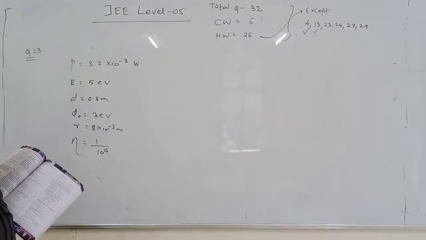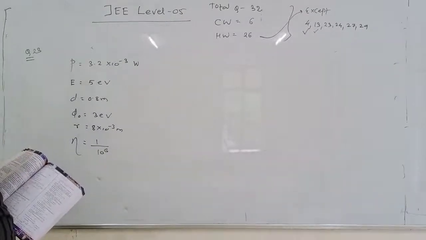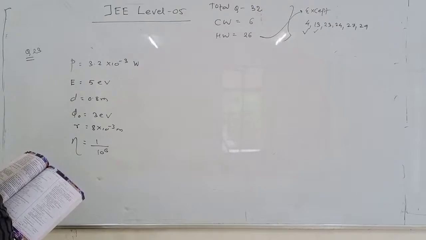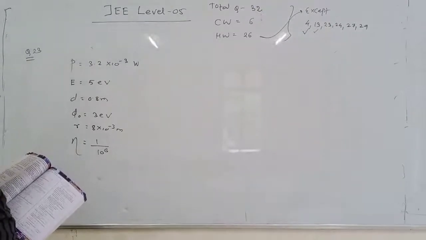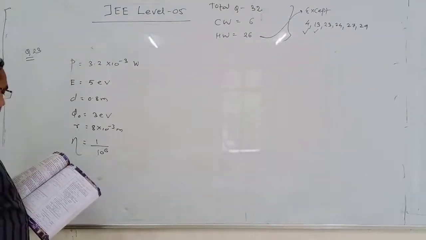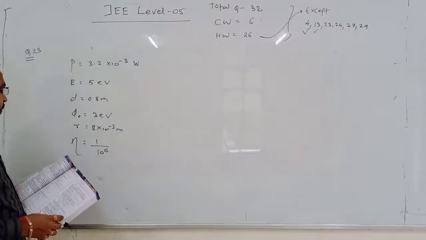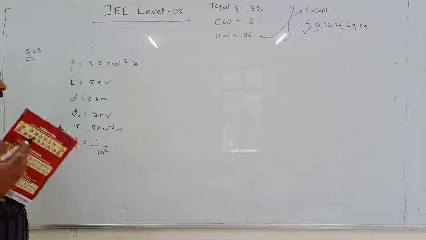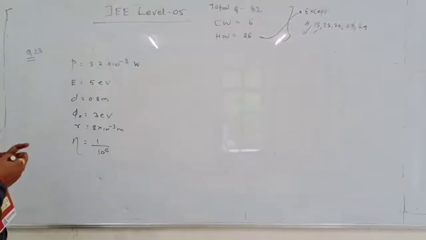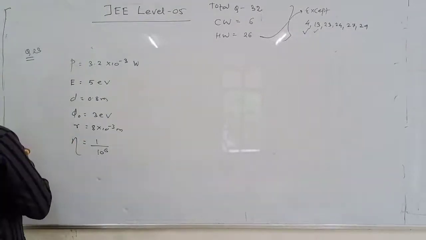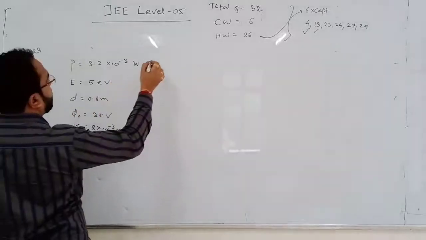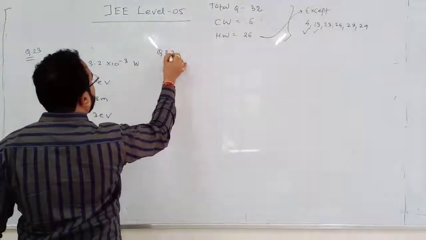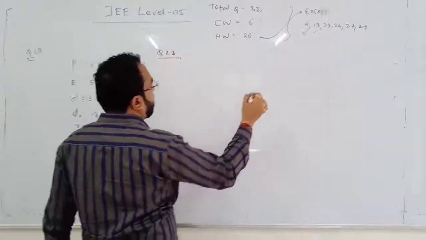Assume that the sphere is initially neutral and the photoelectrons are swept away after emission. Find the number of photons emitted per second. Now here, what is asked? Number of photons emitted per second. So, questions number 23 and 24, combining these two.